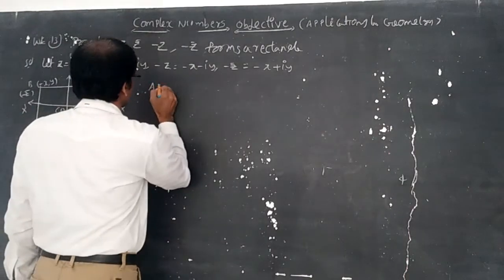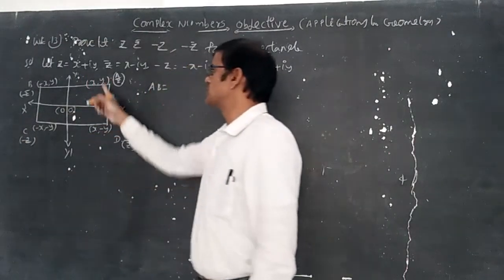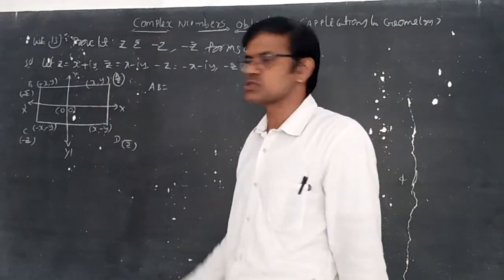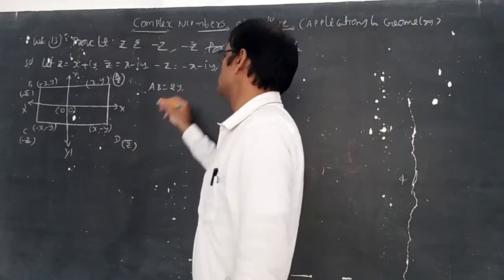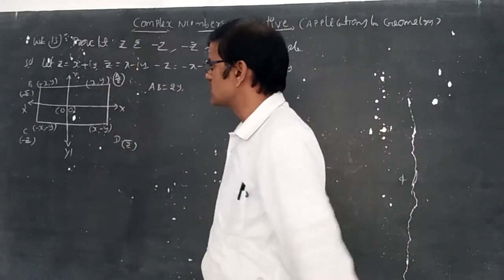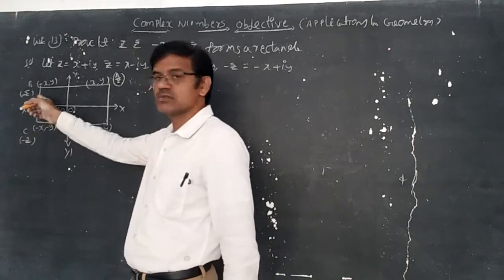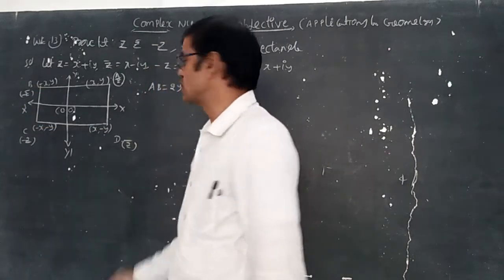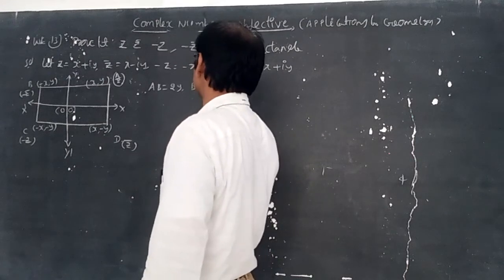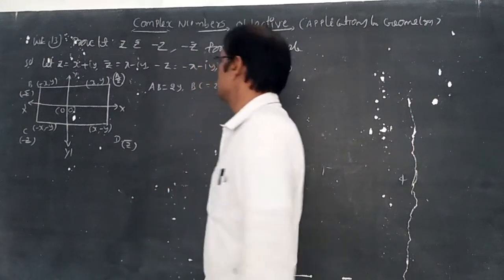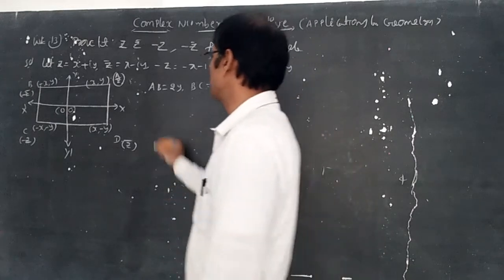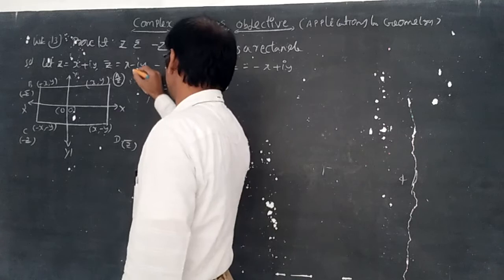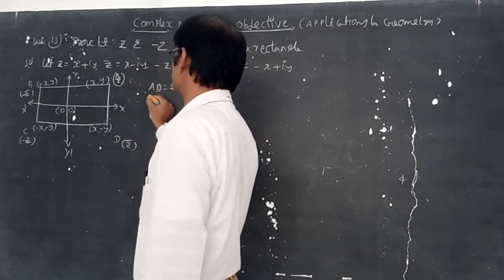What is AB? Distance between A and B: x and x get cancelled, and minus of minus y becomes 2y. AB is equal to 2y. In the same concept, minus x minus of minus x cancels, and minus of minus y becomes 2y, so BC is equal to 2y. Now AD is equal to 2y, and BC is equal to 2y.